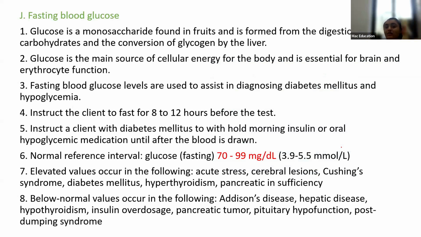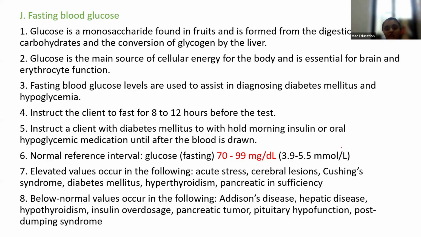What is the normal range of fasting blood glucose? 70 to 99. Is fasting required or not? Required. Yes. What will you advise the patient before the fasting blood glucose test? Not to take any hypoglycemic medication or insulin. Yes. We have to advise the patient not to take any food for 8 to 12 hours. Only water can be consumed, and the patient is generally advised to eat early.